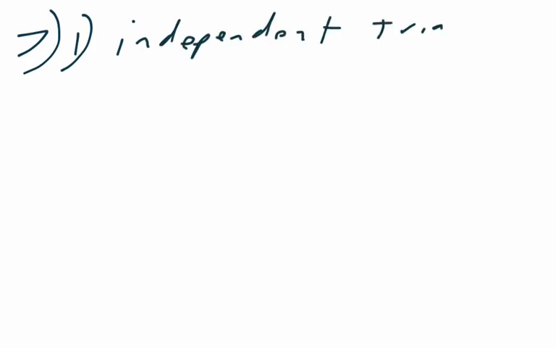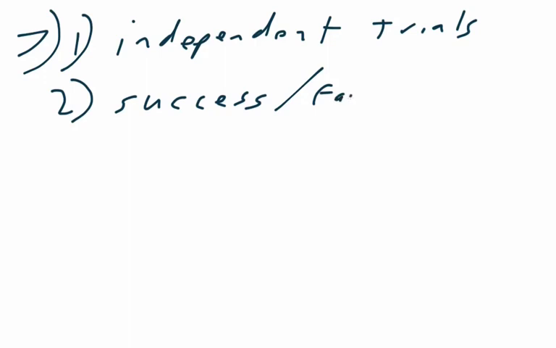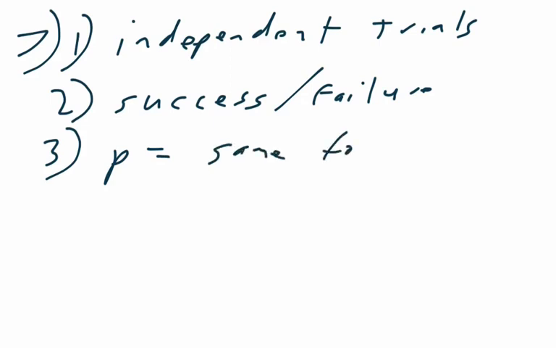Seven. What are the conditions for binomial and geometric? Well, the first 3 are the same for both, so we'll go through the first 3. Number 1, we have independent trials. The second one is we have 2 results, success or failure. And 3, the probability of success is the same for each trial.